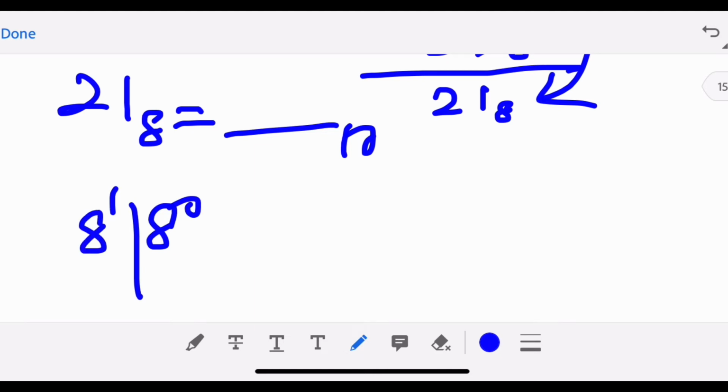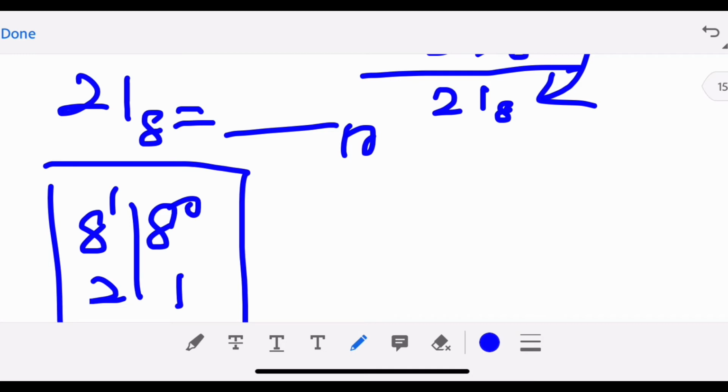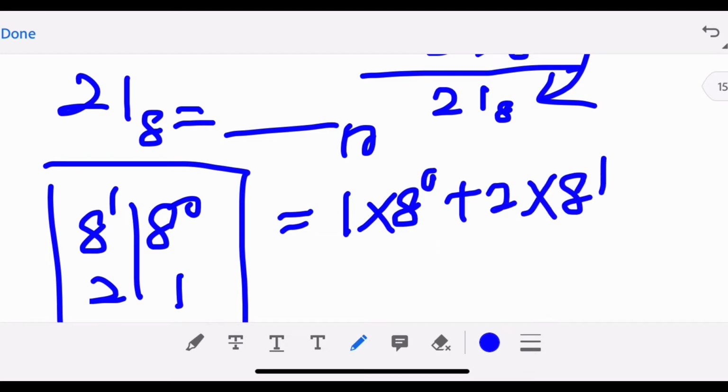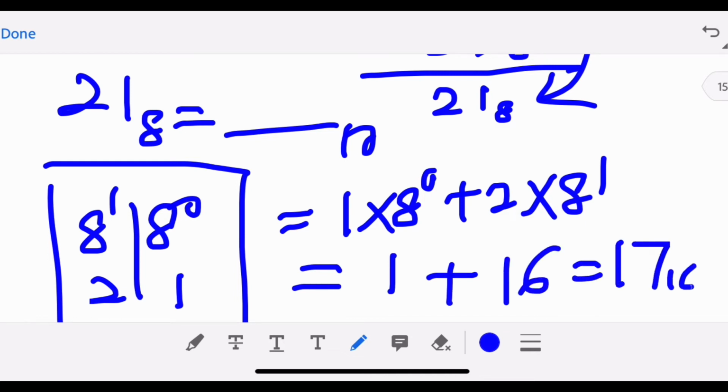8081. So this is 1, this is 2, right? Simple. So it's equivalent to 1 times 8^0 plus 2 times 8^1, right? 8^0 is 1, isn't it? Not 1, 16. So 17 base 10. Alright, I got 17 base 10.